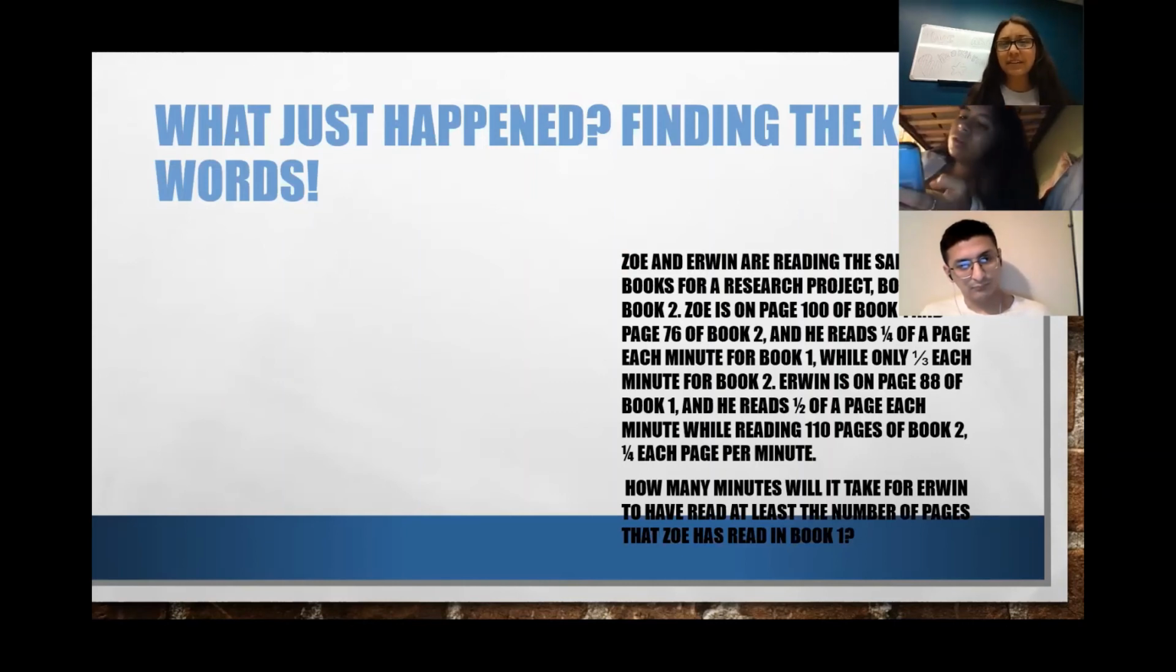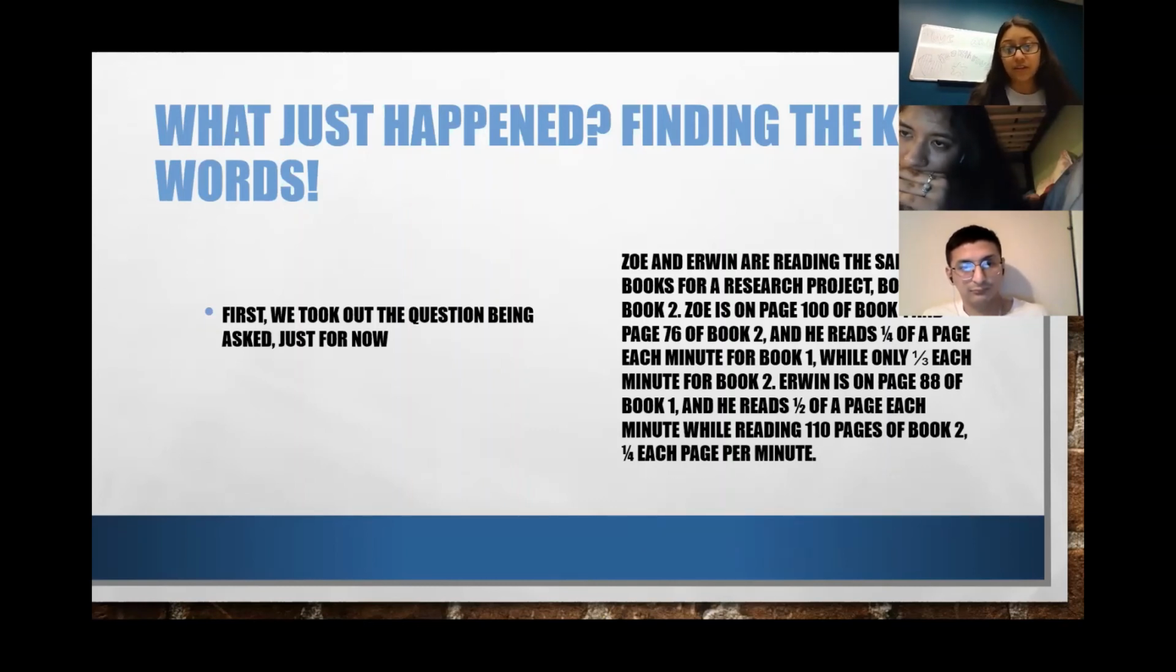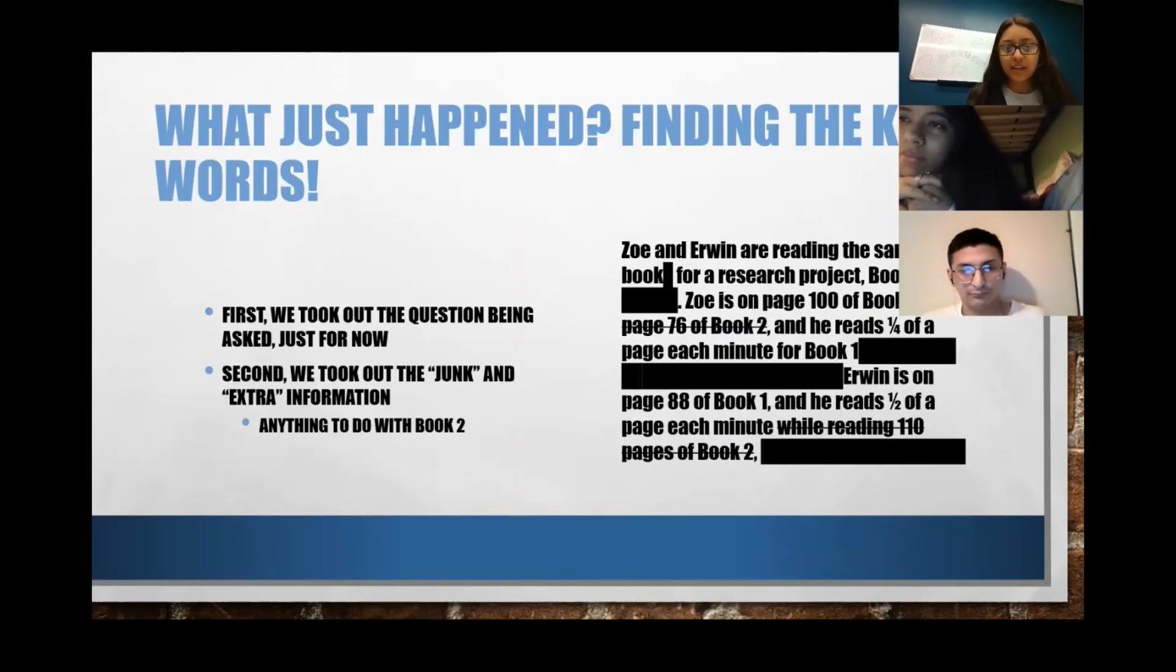All right, so what just happened? First we have this huge problem, and at the end we have a much shorter and less complicated to read problem. So first we took out the question being asked, which is how many minutes will it take Erwin to read at least the same number of pages as Zoe has read in book 1? Remember, book 1 is the most important thing because there are 2 books mentioned in the first problem. So first we take out that question because we're going to deconstruct the problem itself. Second, we took out the extra and the junk information, anything to do with book 2. We don't really need that.